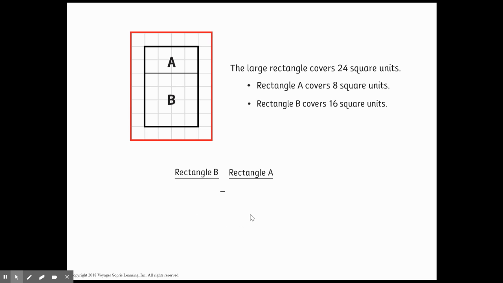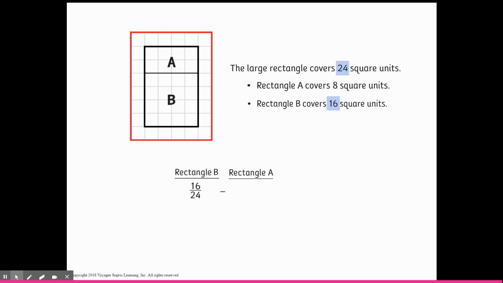We want to subtract. If we want to know the difference, that means we are going to be subtracting. The fraction that names the part of the large rectangle made of rectangle B is 16 over 24. There are 16 square units in rectangle B, and in the entire rectangle, the large part, we have 24 total. So that would be our fraction for rectangle B.